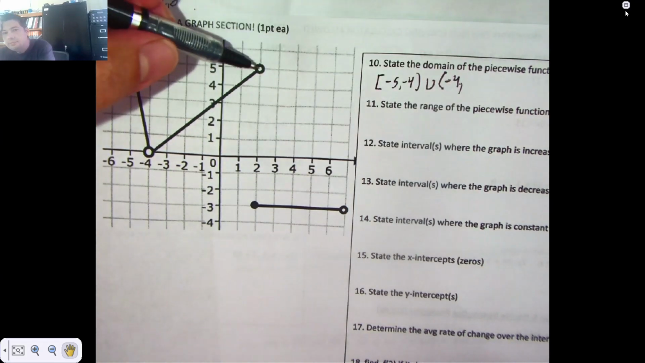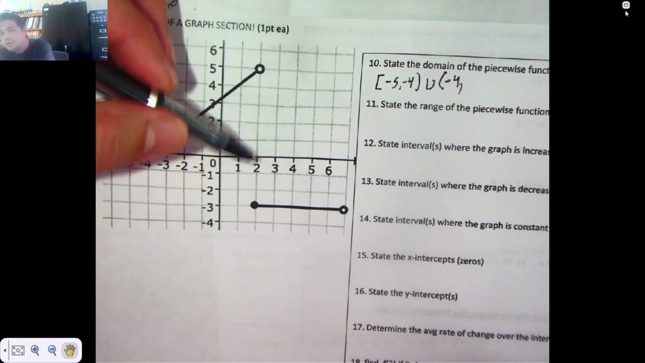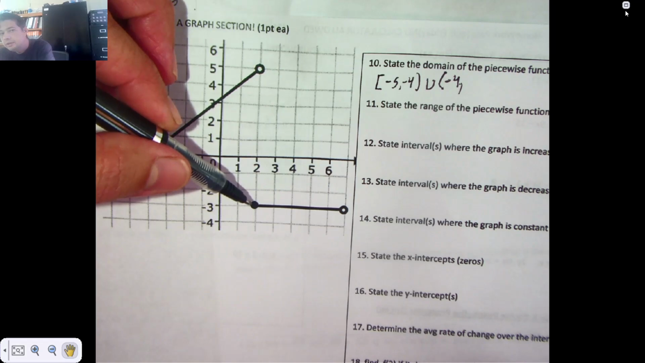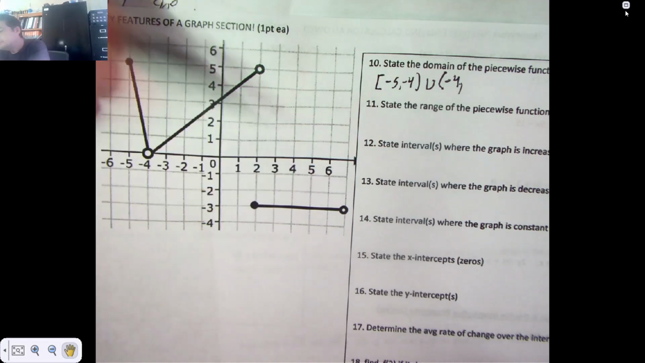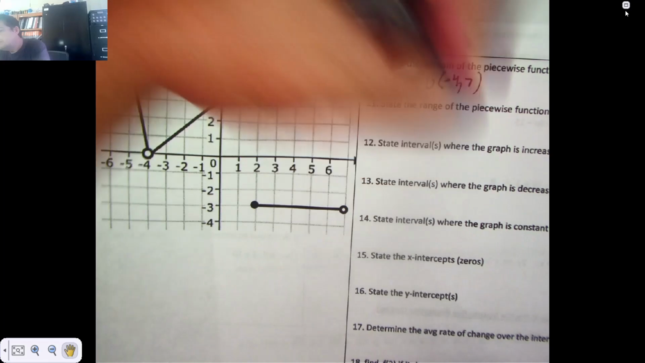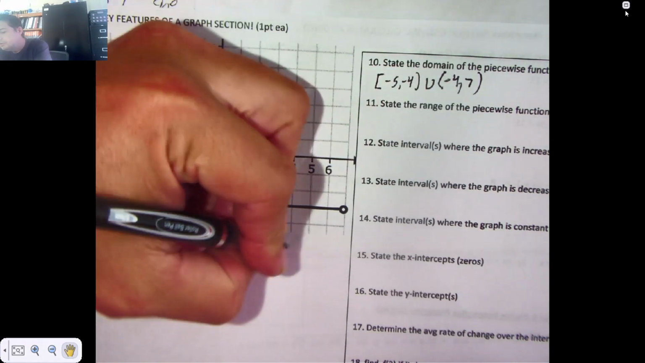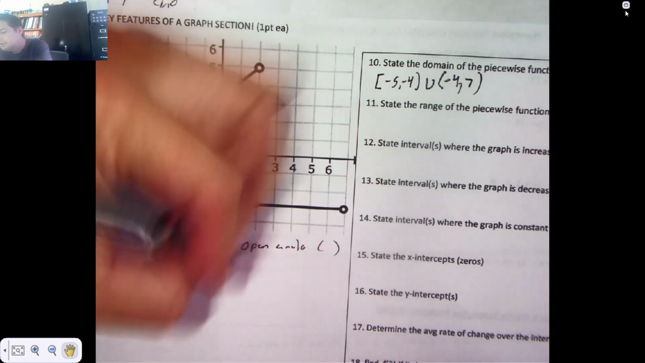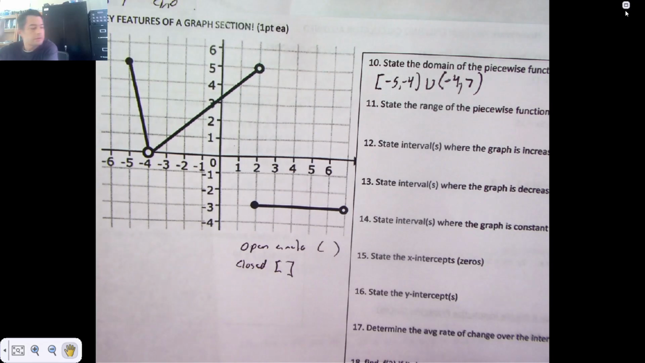I'd be very tempted to write down 2 with the parentheses because there's a hole here, but if I was to feed this function a 2, it would return a value of -3. So I actually get to continue here because there's no break on x here. X has a value, and I continue till 7. 7 is an open hole. Remember, open circle, we use parentheses. Closed, we use brackets. That's how it works.